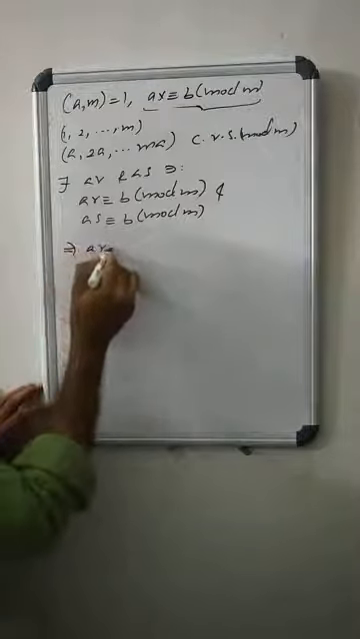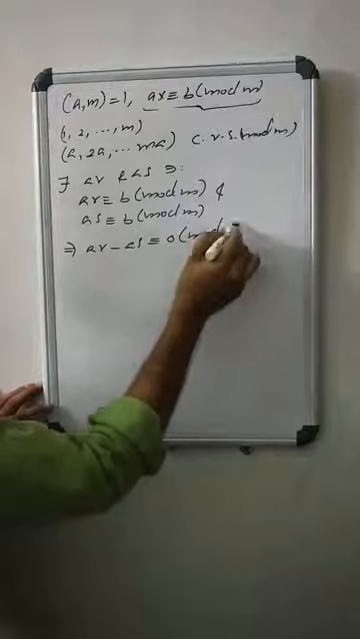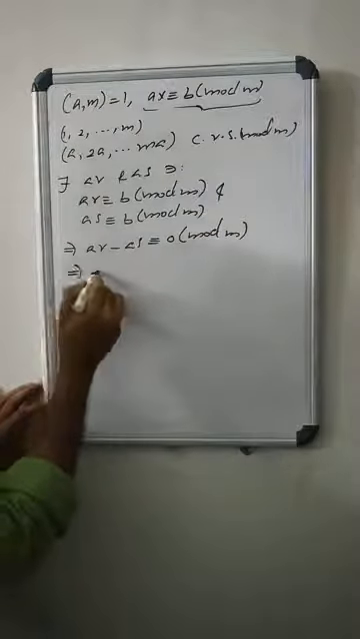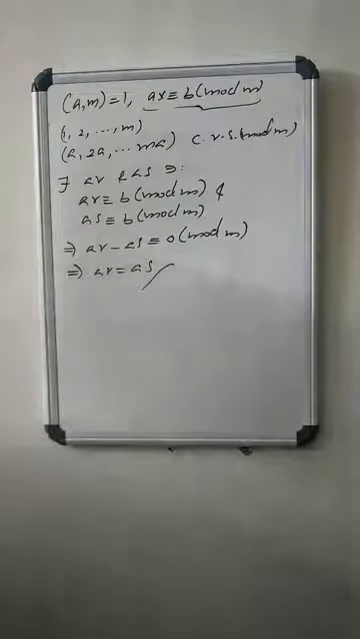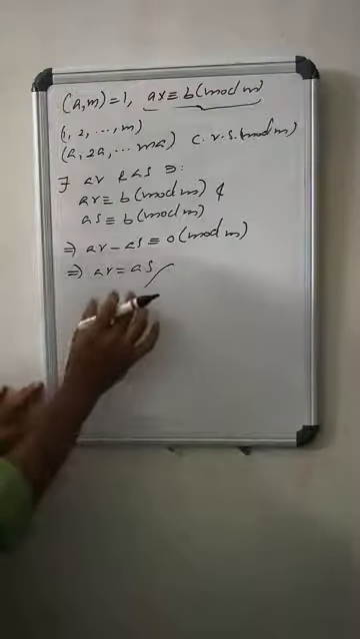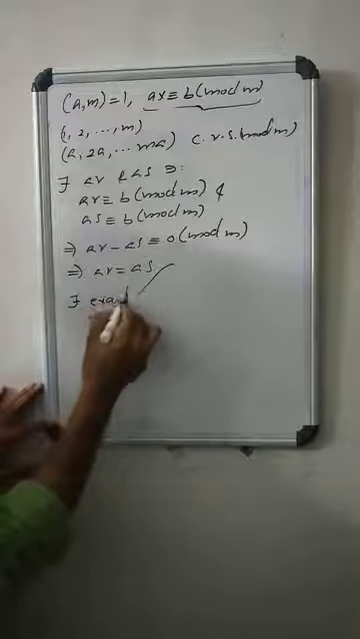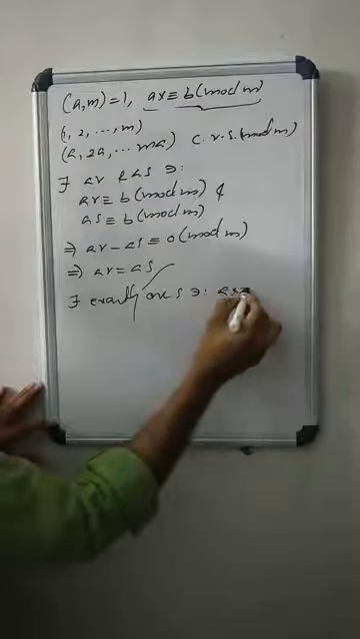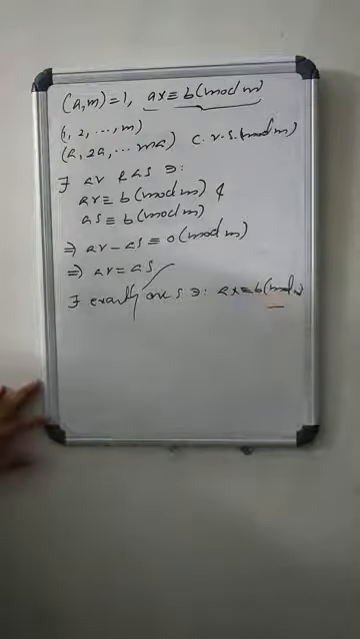That means ar minus as ≡ 0 mod m, that is, ar ≡ as mod m. That means r equals s. So there exists exactly one x such that ax ≡ b mod m.